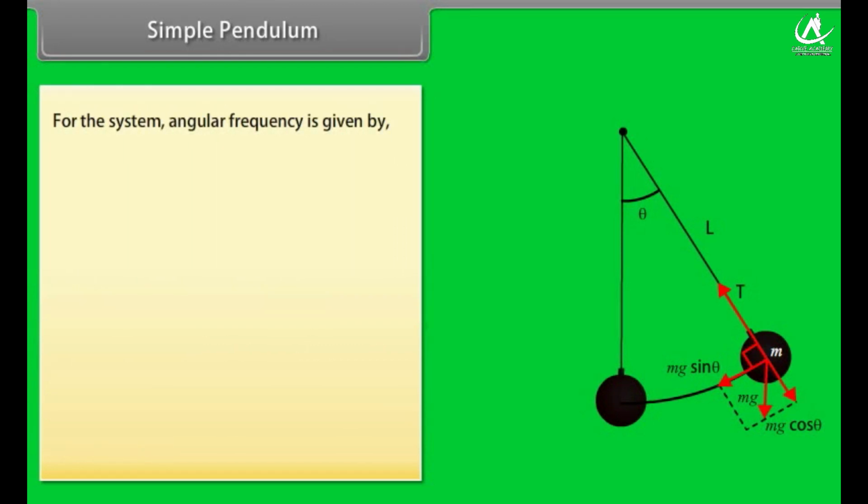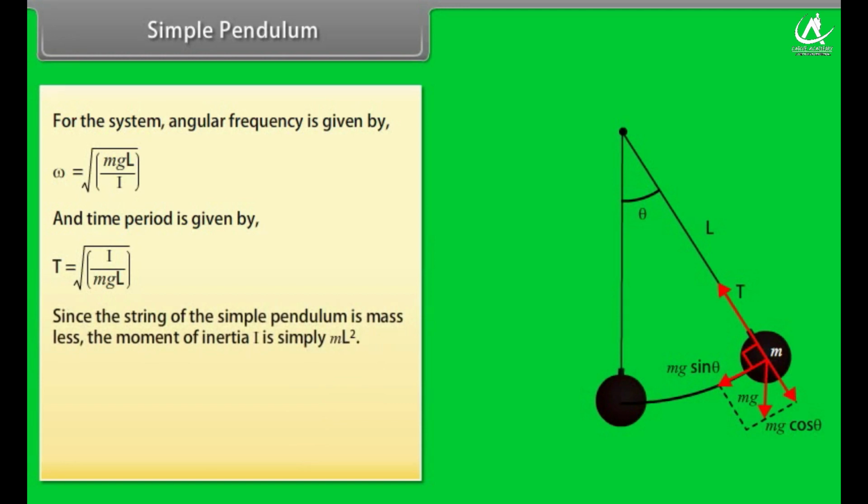For the system, angular frequency is given by omega is equal to under root mgL upon I, and time period is given by T is equal to 2 pi under root I upon mgL. Since the string of the simple pendulum is massless, the moment of inertia I is simply mL squared. Now, the time period of a simple pendulum is T is equal to 2 pi under root L by g.